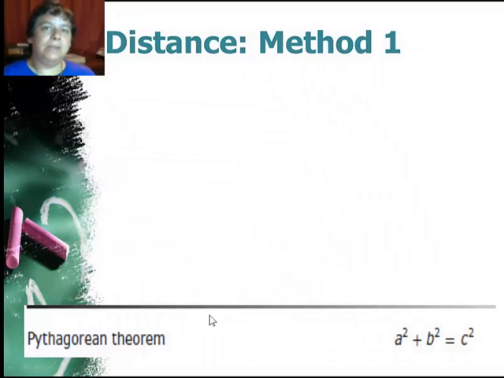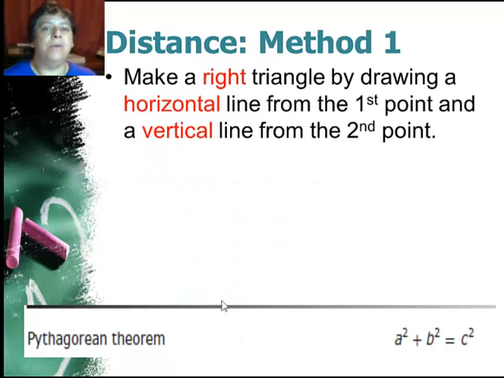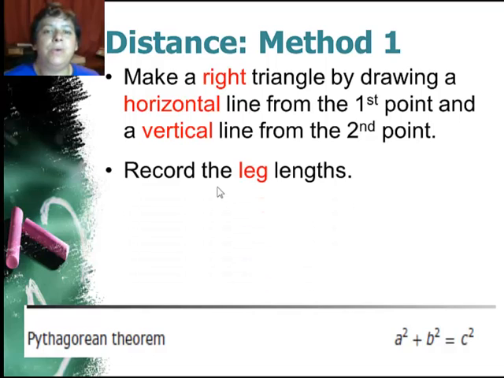Now, distance is another thing we look at in this unit. And my personal favorite is to use the Pythagorean Theorem. It's the simplest, there are fewer errors in it, you can count, but it won't always work. So it should work most of the time. So if you're using the Pythagorean Theorem, first of all, you're going to make a right triangle by drawing a horizontal line from the first point and a vertical line from the second point so they meet. Secondly, you want to record the leg lengths.